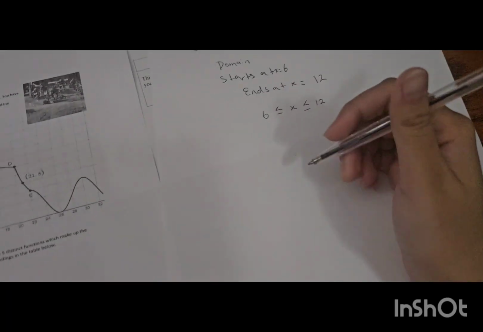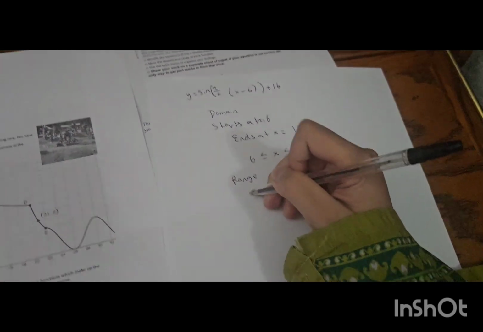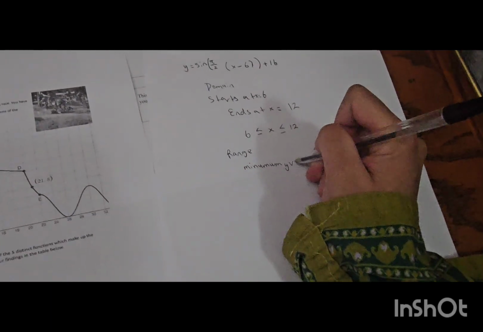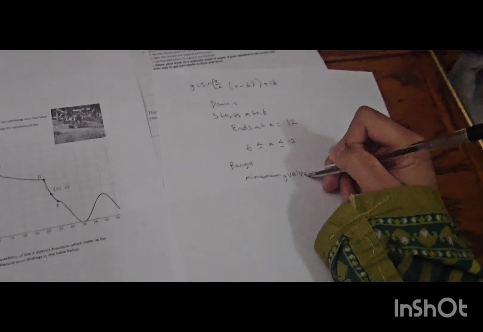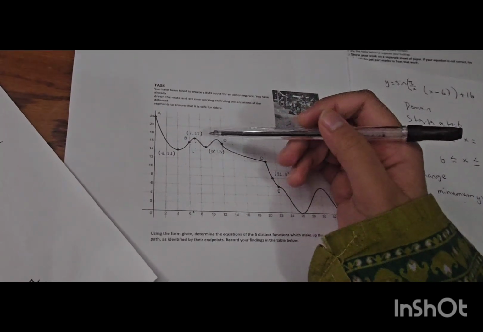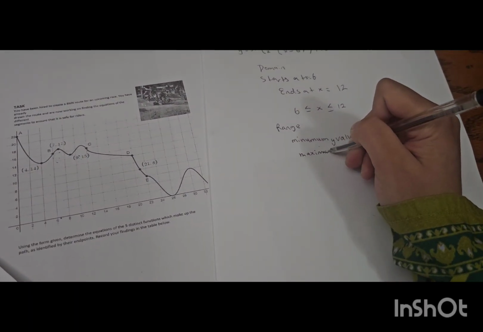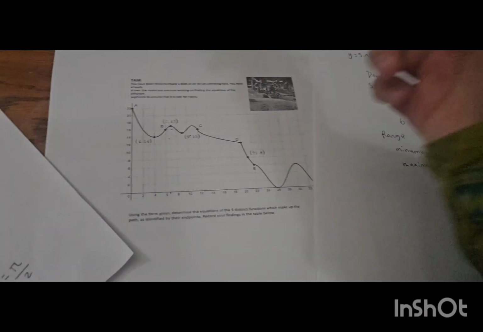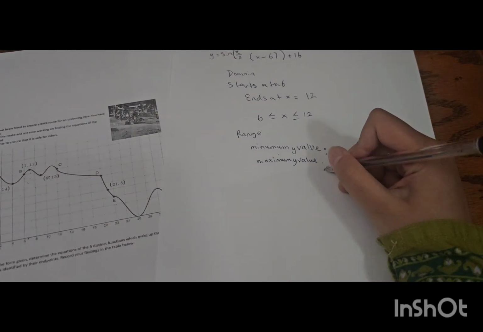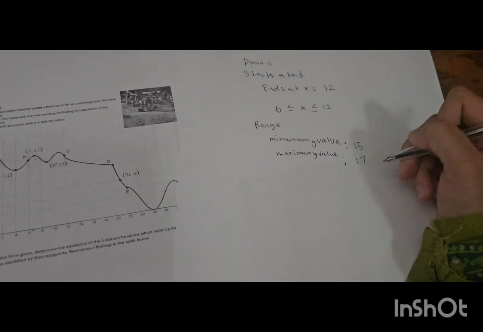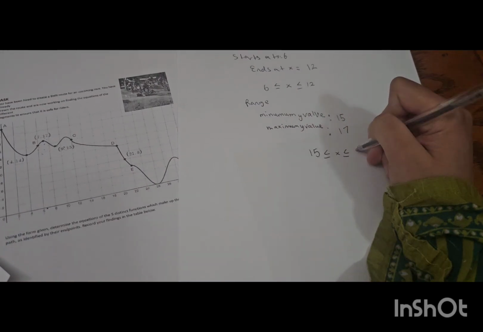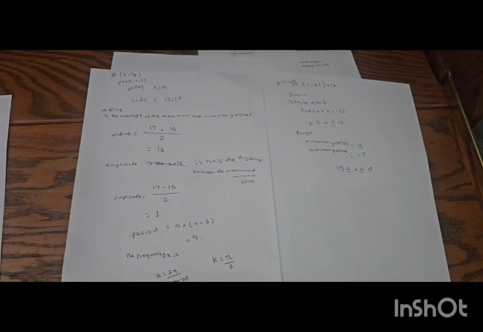And next I'm going to find the range, which was the lowest and the highest y values. So for the range, I use the lowest and the highest values. So the minimum y value was my valley. It's right here, the 15. That was my lowest y value. So that's 15. And then my maximum y value, which was the peak, the highest one, and that's 17. Okay, so that's going to be 15 to 17. So this is how I found it for segment BC.